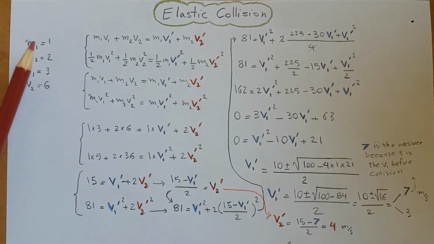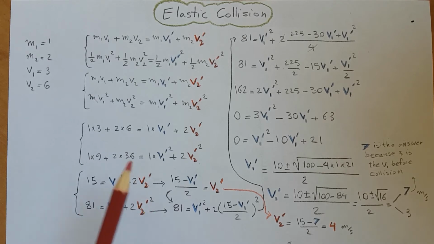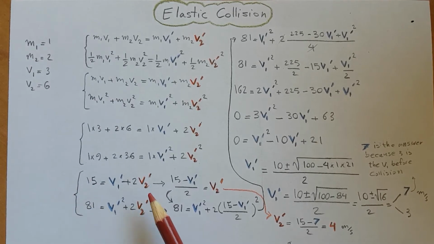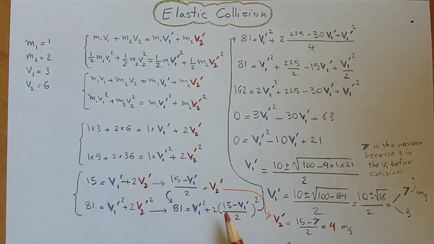I of course have substituted these numbers and simplified it, and this is the most simplified, and then from this top one I isolated the v2 prime in order to substitute it here, so I can have this equation, which is one equation with only one unknown. And now I have one unknown. Of course, I have to raise this to the power of 2.